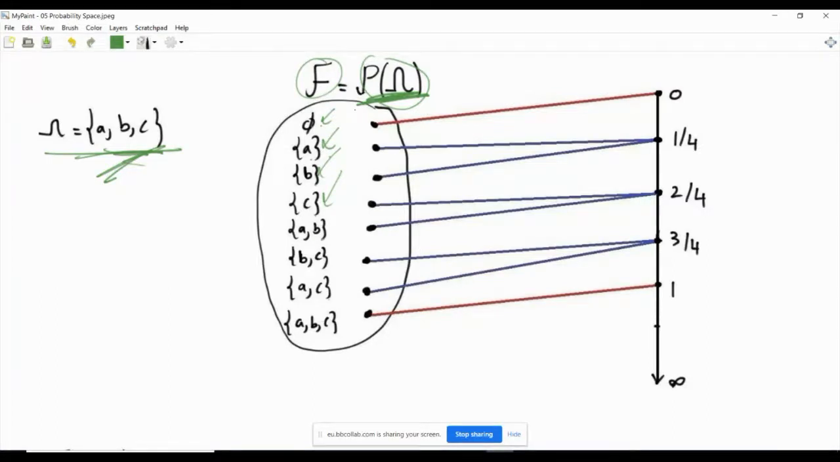The empty set is mapped to 0, and we have no option. If you want to have a probability measure, you have to do this. And omega itself must be mapped to 1. So the empty set is mapped to 0, the whole set is mapped to 1, and then we assign non-negative numbers between 0 and 1 to the other subsets. But we cannot do so in an arbitrary way.